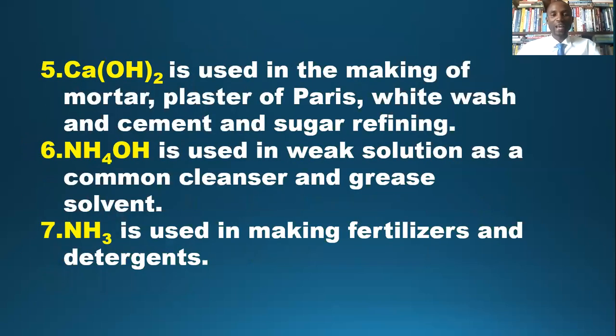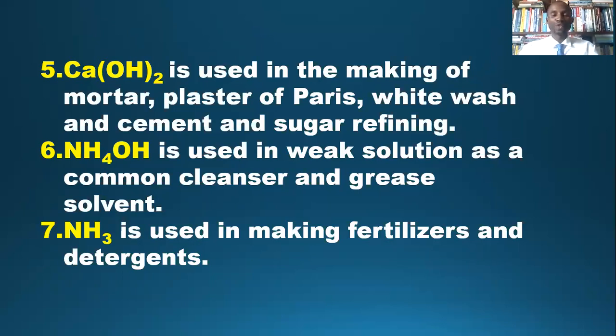Calcium hydroxide is used in making mortar, POP, which is plaster of Paris, and many other things. We can use them in even making cement and sugar refinery and all of that. So many other areas in which we can use it. Ammonium hydroxide is used in weak solutions as common cleanser and grease solvent. We use it as grease solvent and cleanser, and ammonia is used in making fertilizer and detergent. These are just 7 of them that we are to look at, and there are many other bases. You can make inquiry of that, or in our other videos, we can talk more about that.